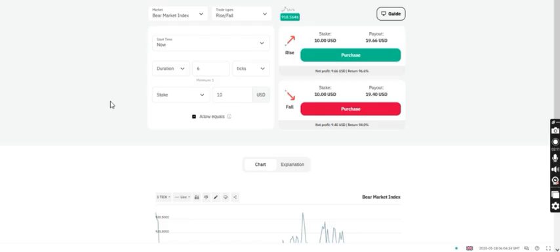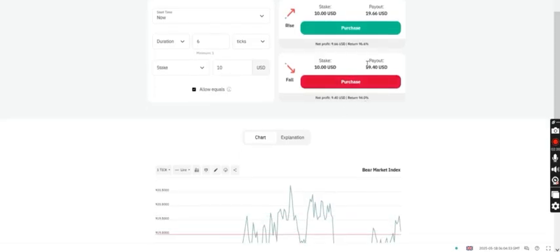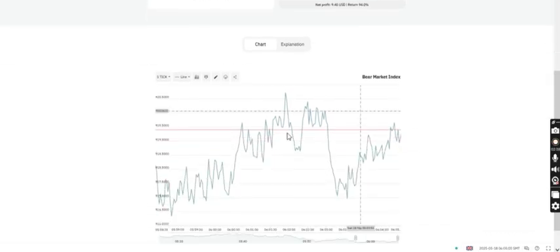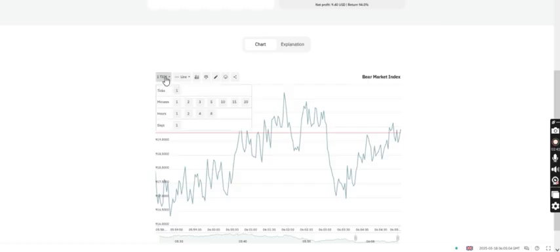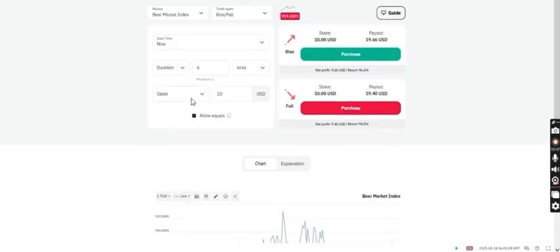For my duration, I'm going to be using 6 minutes, and for my stake, I'm going to be using $10. I'm going to be having 94 or 96 probability ones, which is pretty cool, I think. So let's just go over to the chart. I'm going to change it to ticks. Mind you, I'm using 6 ticks. Not seconds, not minutes, not hours, 6 ticks for this, because it's going to be pretty fast.